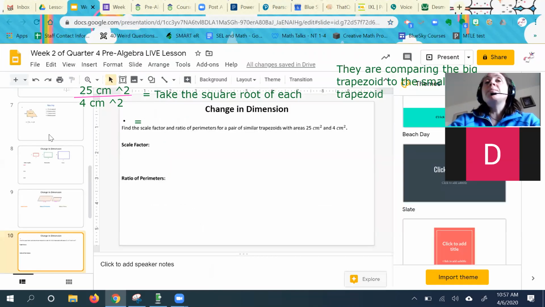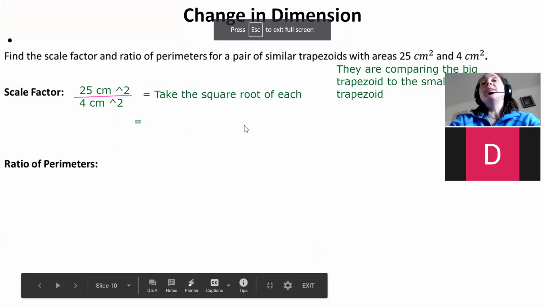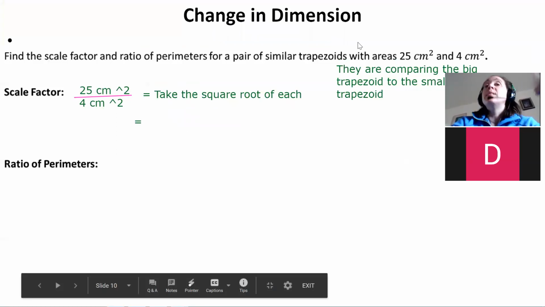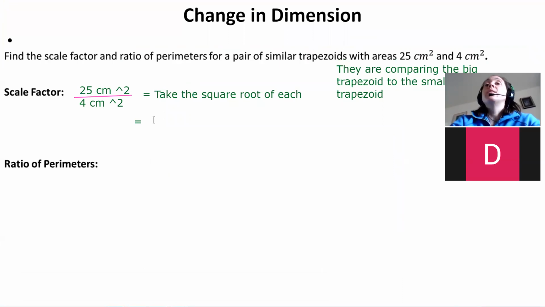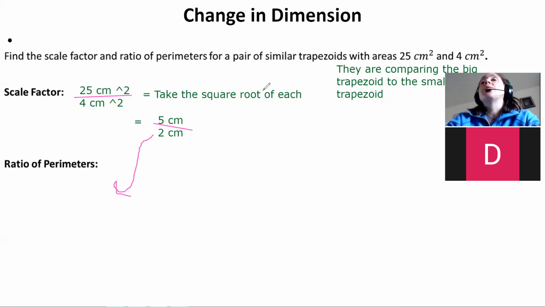Does that make sense, Mariam? So if you have the scale factor of the areas, all you've got to do is take the square root to get to the scale factor. So we take the square root of each, we get 5 centimeters over 2 centimeters. That would be the scale factor. And the perimeter is the same one. Perimeter works the same way. So the same answer works for perimeters. So 5 over 2, you just take the square root. That's it.